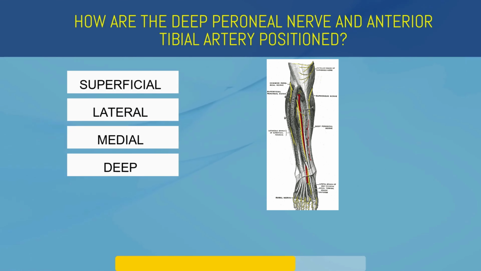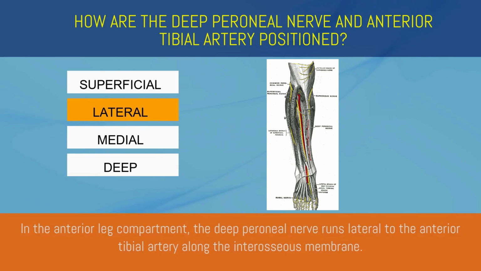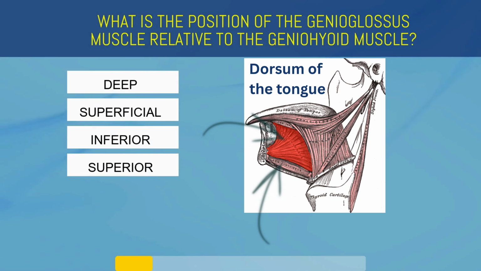Superficial, lateral, medial, or deep? Lateral. In the anterior leg compartment, the deep peroneal nerve runs lateral to the anterior tibial artery along the interosseous membrane. What is the position of the genioglossus muscle relative to the geniohyoid muscle?